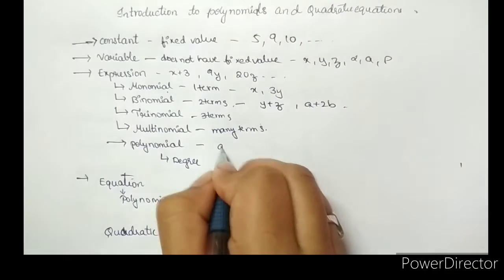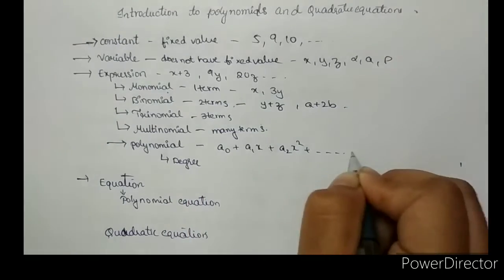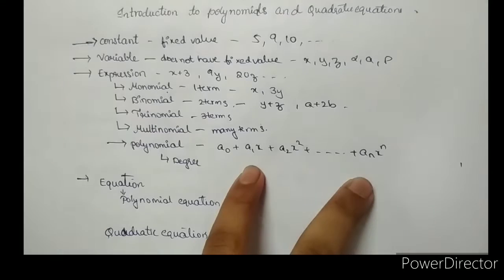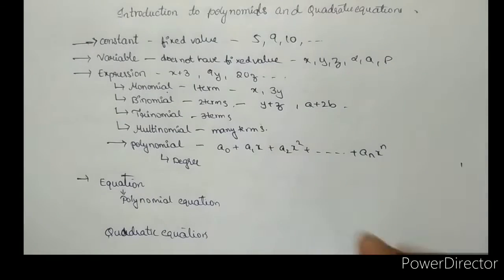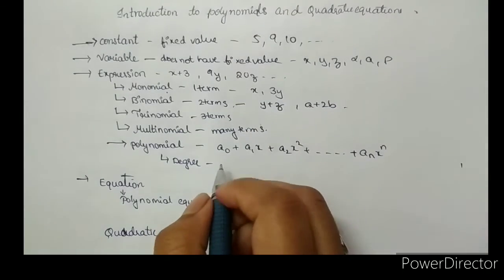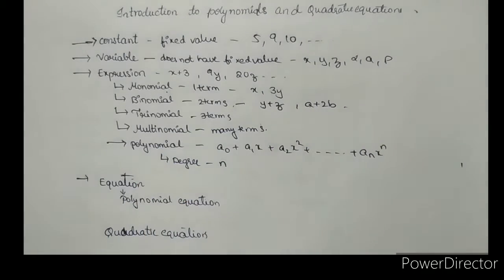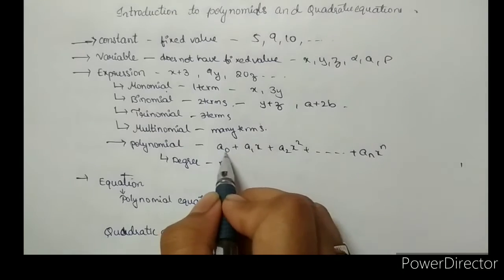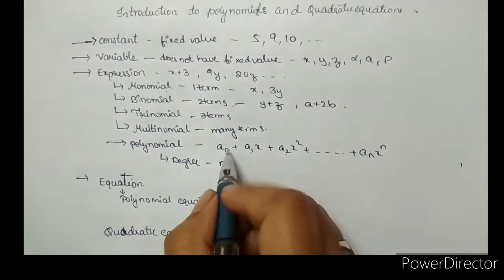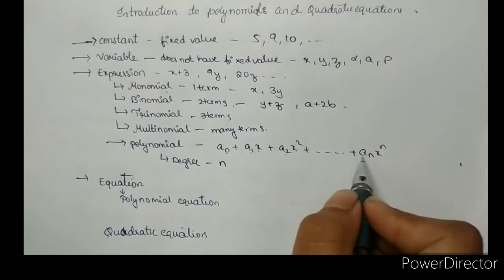Any expression of the form a0 plus a1x plus a2x square plus and so on, up to an x power n, is called a polynomial, and the degree of this polynomial is the highest power of x. Here we have the highest power of x as n, so it's a polynomial of degree n. Here you can see the coefficients are a0, a1, a2, an. These are called coefficients and these are constant values. So a1 is the coefficient of x, a2 is the coefficient of x square, an is the coefficient of x power n.